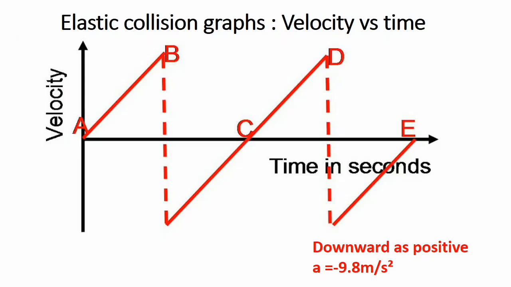Now let's check the same scenario, but if we took downward as positive. If we took downward as positive, that means here we'd have our downward, and below here we'd have our upward. Now where is the ground this time? The ground will be here. Remember, the ground is always in the downward direction.